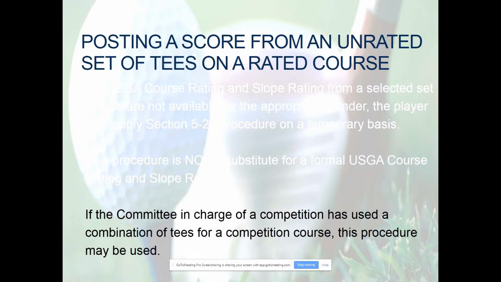If the committee in charge of the competition has used a combination of tees, a lot of times we see that they want to use a little bit of blue and white, and there's no rating for that. 5.2G is a great way to create a temporary rating for your competition that day. So if you want to mix up the golf course, feel free to, but just utilize the 5.2G and utilize the closest yardage of a set of tees that has been rated to what the total yardage is of the ones that you mixed up, and create that temporary rating.